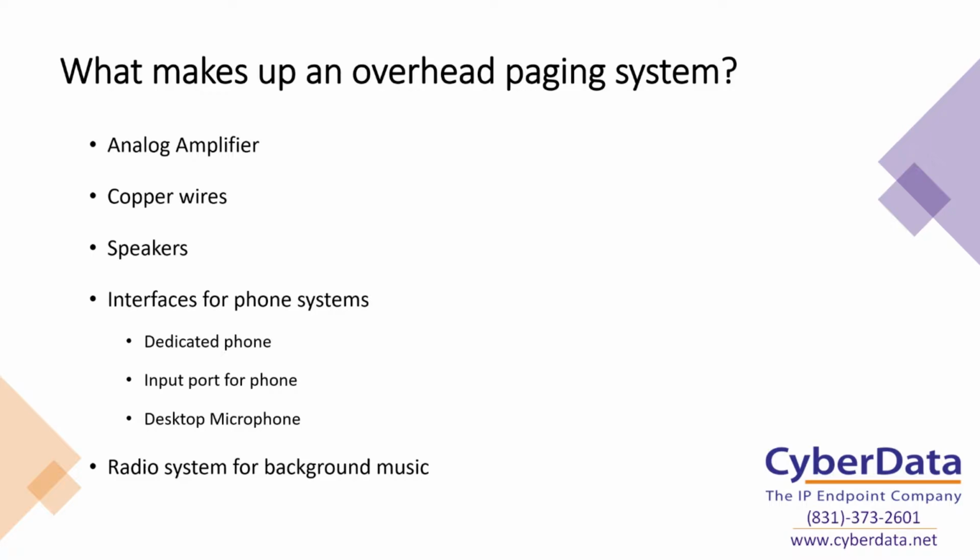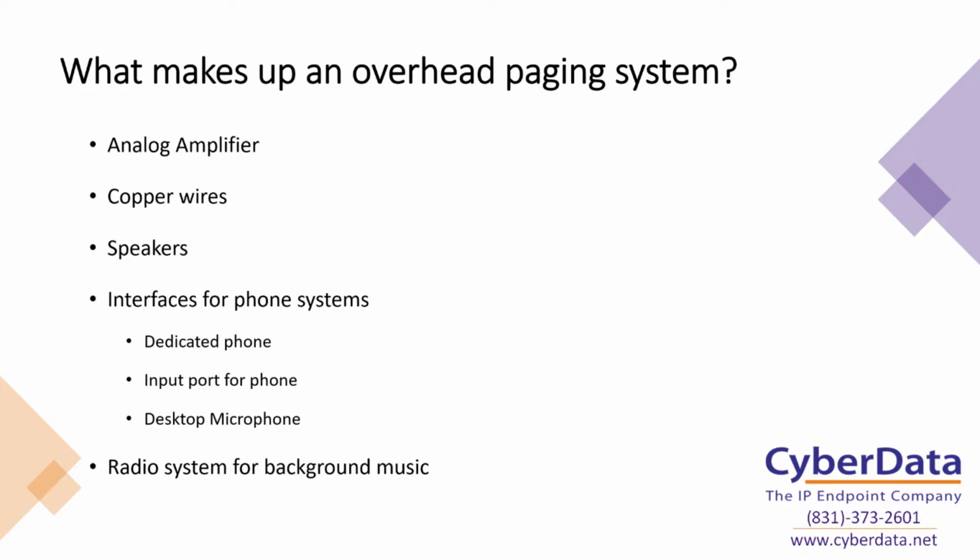So what makes up an overhead paging system, and what kind of components are we talking about? Well, to start, it's going to be some kind of analog amplifier. And then you're going to have copper wires that connect to the speakers. And those three pieces are basically the base ingredients of every single overhead paging system. You've got your analog amplifier, wires, and speakers. All the wires are doing is connecting that amplifier to the speakers. That's all they do. So really it's two pieces and one connector.